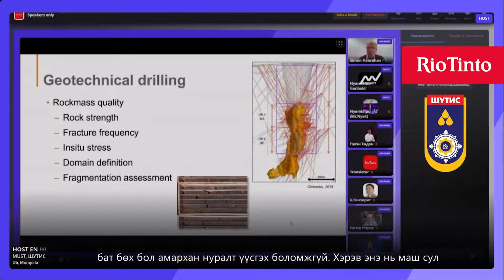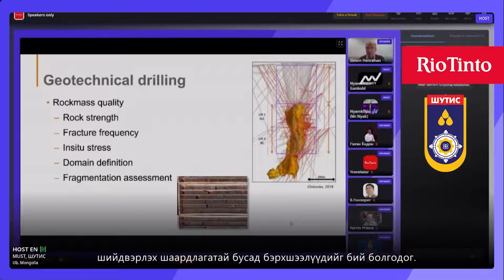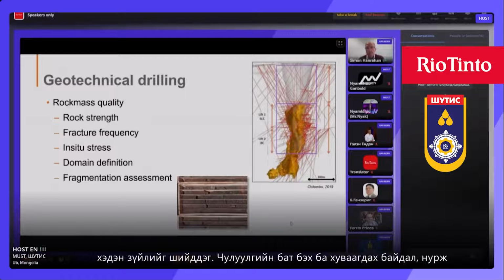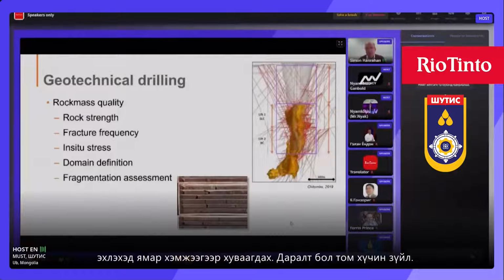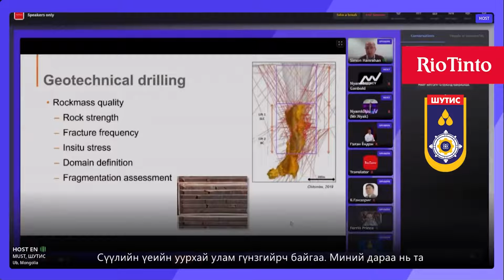The rock strength, how strong or weak the rock mass is, is really important to understand for caving, because if it's really strong, it may not cave easily. If it's really weak, it will obviously cave very easily, but that presents some other challenges that we need to manage. Fracture frequency is really, really important in caving, because that dictates a number of things. It goes back to the strength of the rock and the fragmentation within it, what size it will break up as it starts to cave.